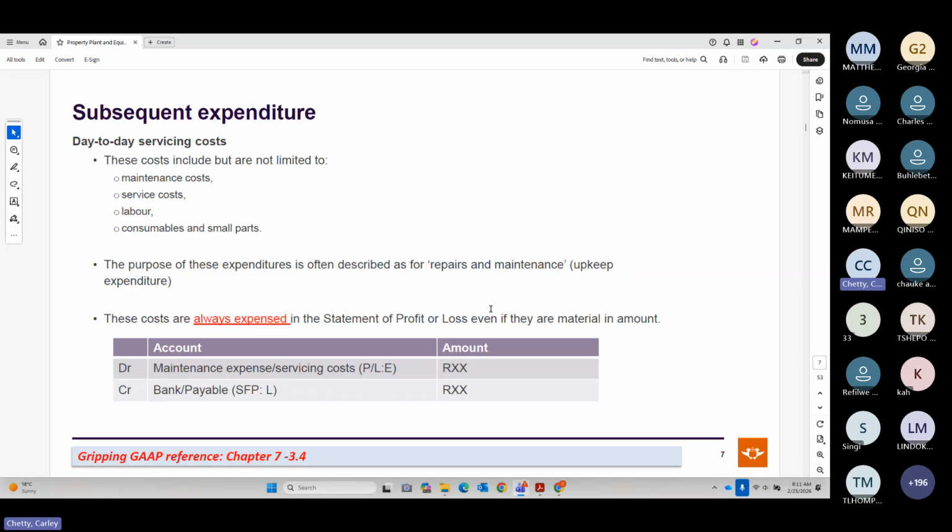So these costs are always going to be expensed in the statement of profit or loss, even if they are material in amount. The journal entry to expense these items is going to be debit maintenance expense or servicing costs, an expense shown in the statement of profit or loss, and credit bank or payable depending on how the cost was paid for. Just remember that day-to-day servicing costs are always going to be expensed, and this is the journal for them.